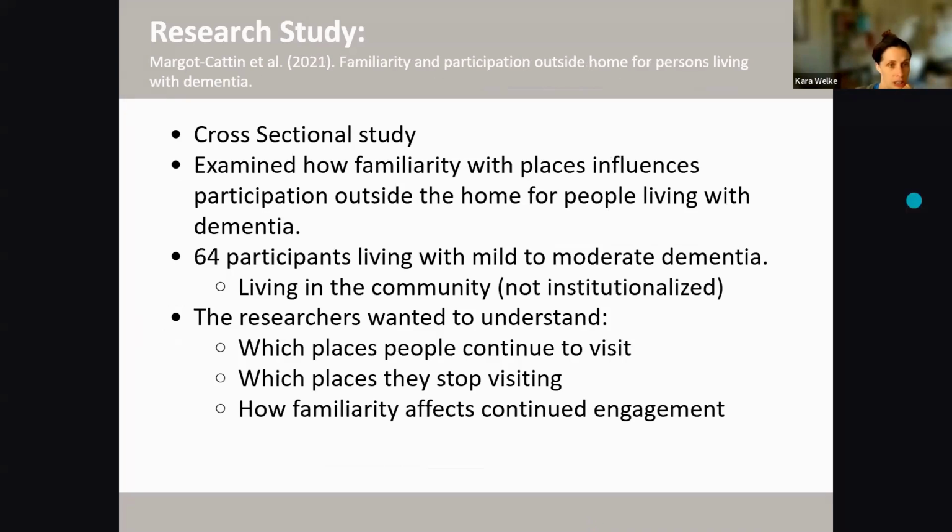This was another study that was done in 2021. This study looked at how familiarity with places influences participation outside the home for people living with dementia. There were 64 participants living with mild to moderate dementia, and they were living in the community. The researchers really wanted to understand which places people continue to visit, which places they stop visiting, and how familiarity affects continued engagement.